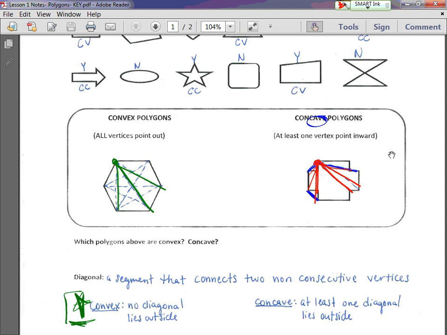We can see that some of those diagonals fill out. So again, concave: at least one diagonal lies outside of the polygon. You don't have to have more than one, but at least one. So then, knowing our definitions of convex versus concave, you had to go back up and identify the polygons as either convex or concave. I'll bring that back down for you.